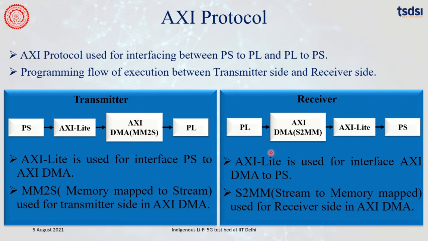I do the same on the receiver side also. Here the data flow is PL to AXI DMA and AXI Lite, after that the PS. Here the AXI DMA is used for the stream to memory map protocol, which transfers data from the FPGA to DDR memory. The AXI Lite is used for the interfacing between the AXI DMA and PS. That is why we can receive the data here. This whole process works on the AXI protocol.